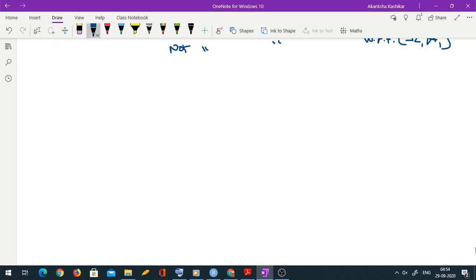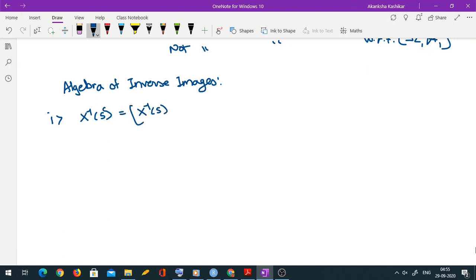Now, to study it further, we need something called the algebra of inverse images. We need some basic principles. So what does the algebra of inverse images say? The first property is X inverse of S complement is the same as X inverse of S whole complement. Secondly, if you have two sets S1, S2, then X inverse of S1 union S2 is the same as X inverse of S1 union X inverse of S2.